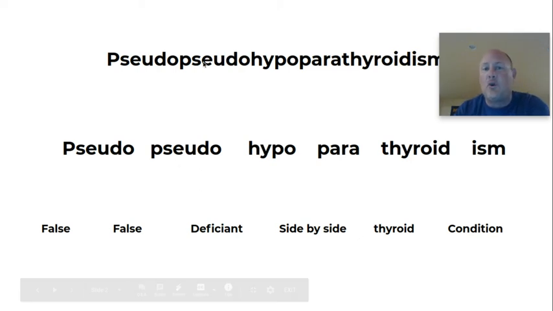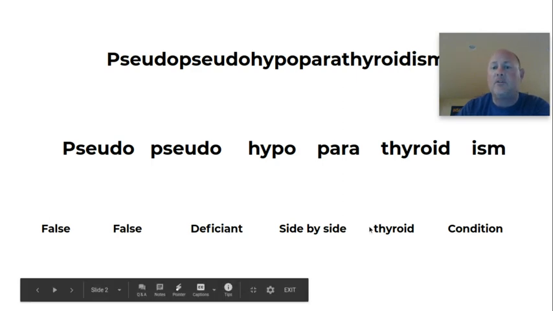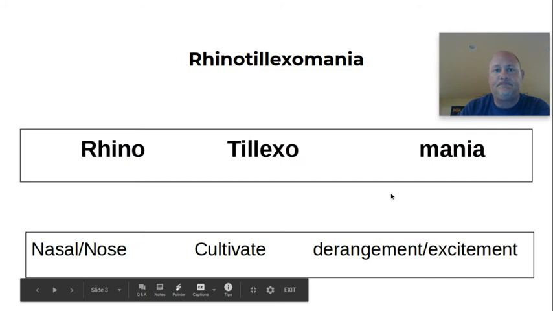So again, pseudo-hypoparathyroidism. I don't know what it means in general, but I know hypo means deficient. Thyroid is in your neck. Para means side by side, so it's kind of bilateral in your neck, and pseudo means false. So just by knowing some of these root words, this is probably not a good thing. Hypo meaning deficient, pseudo meaning false. Thyroid, I know, controls hormones and things like that. So this probably is not a good thing. As a single word, I had no idea what it was. When you start breaking it down, you kind of get an idea for what you're looking at here.